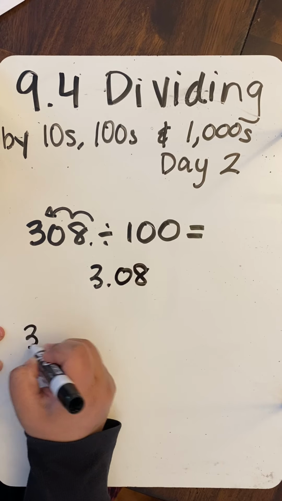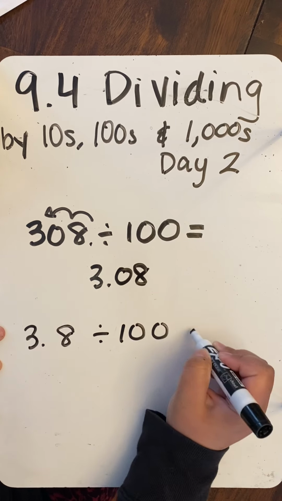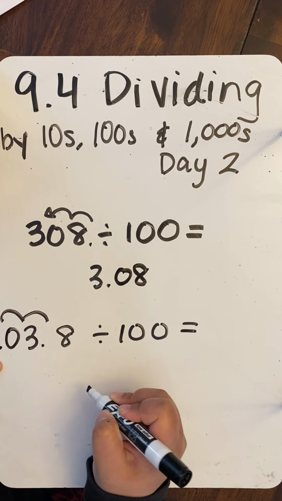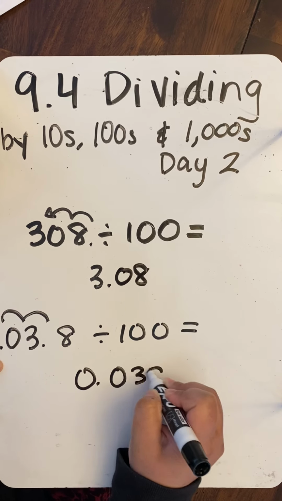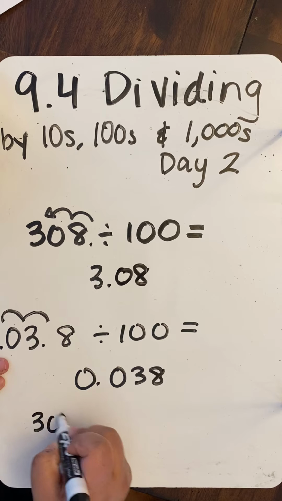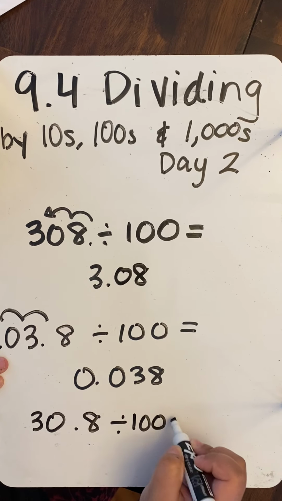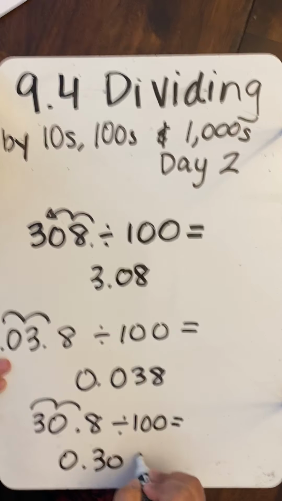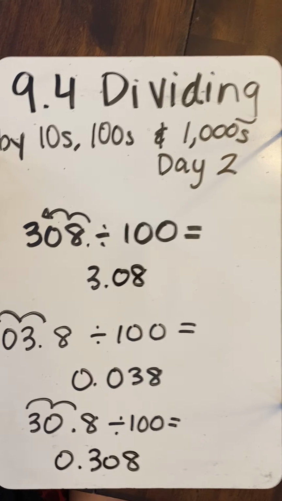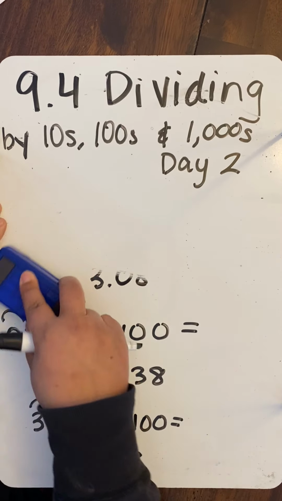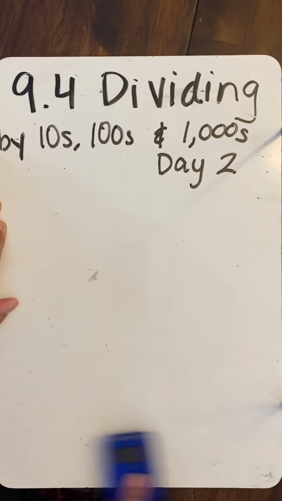If I had 3.8 divided by 100, then here it would be 2 places. Well, this becomes a 0, and the decimal is going to move here, so it's 0 and 38 thousandths. And now I have 30.8 divided by 100. Here's the decimal, shift 2 times, I would have 308 thousandths. So really the key is to be neat and to see how many places we're shifting. Try some on your own.